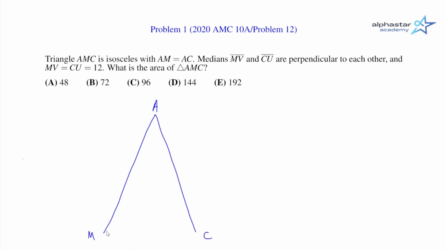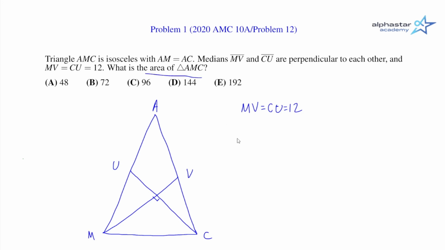We are drawing two medians now, MV and CU from M and C. And we're given that these two medians are perpendicular and that MV equals CU equals 12, okay? And remember, we're finding the area of triangle AMC.